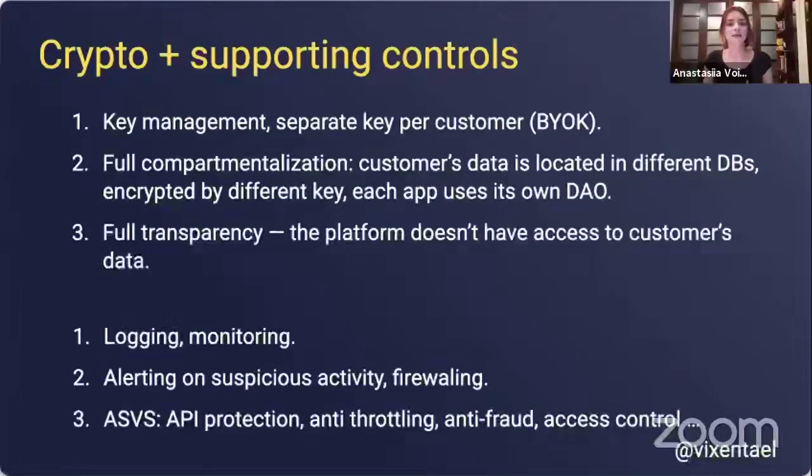Also, as we mentioned previously, cryptography works better with surrounding security controls, with supporting security controls. So in their case, at their SaaS API platform for others, they did emphasize API protection with all this anti-throttling, anti-fraud, access controls, and all this alerting. So they were telling their own customers that it looks like your users behave maliciously.